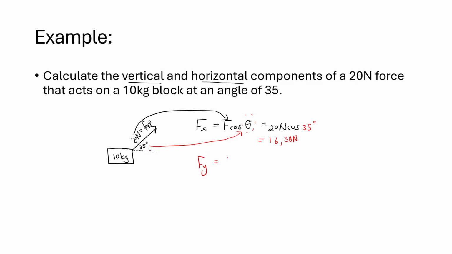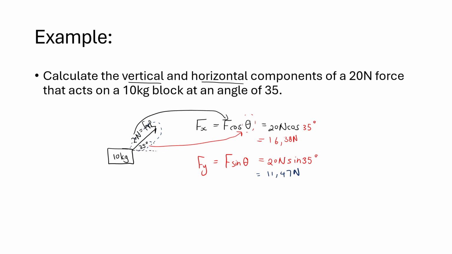What about the vertical component? So Fy is equal to F sine of theta, and both of these formulas, guys, are given to you within your paper. Right, so F sine theta, and that's going to be 20 newtons multiplied by the sine, in this case sine, and then the angle. And what is that angle? 35 degrees. Right, and let's get the answer quickly. And that answer is 11,47 newtons.